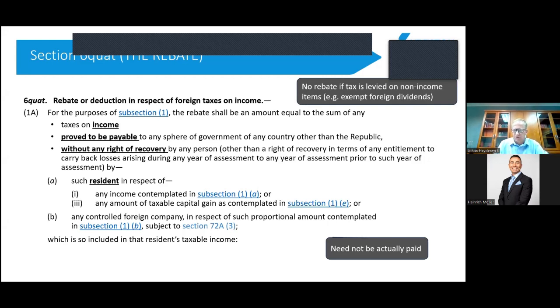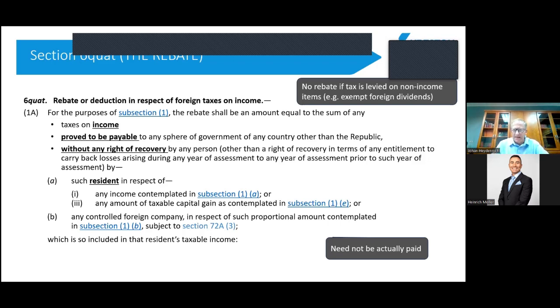Now, this is important because it's a double-edged sword. It must be proved to be payable. So irrespective of whether it's paid or not, it doesn't matter whether it's paid. It must be proved to be payable. So you may, for example, impute a 9D income, but you've not yet paid the tax. You may have paid provisional taxes in a foreign country. It must be proved to be payable. Then you can still get your credit, your rebate. All right.